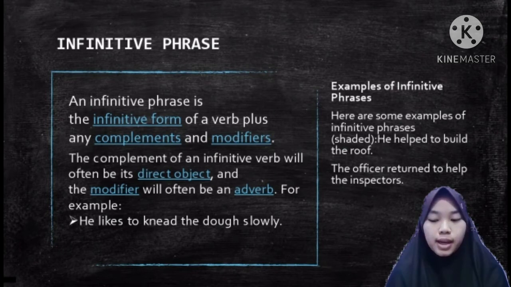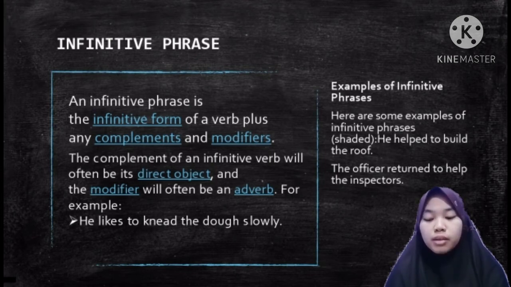Infinitive phrase. An infinitive phrase is the infinitive form of a verb plus any complement and modifier. The complement of an infinitive verb will often be its direct object, and the modifier will often be an adverb. For example: He likes to pat the dog slowly.